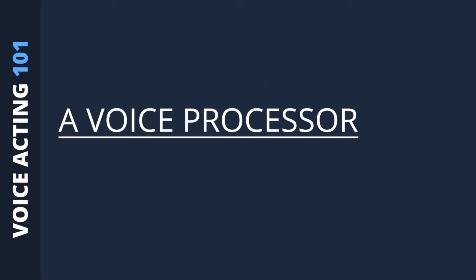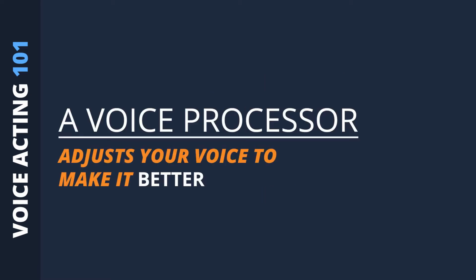So a voice processor is a way to make adjustments to the sound of your voice. And for voiceover, this typically means it's going to have a de-esser, a compressor, a limiter, expander, maybe an EQ. And if you don't know what those things are, just know that it's a way to tweak your voice to make it sound better. And without one, your voice is going to sound flat or plain.